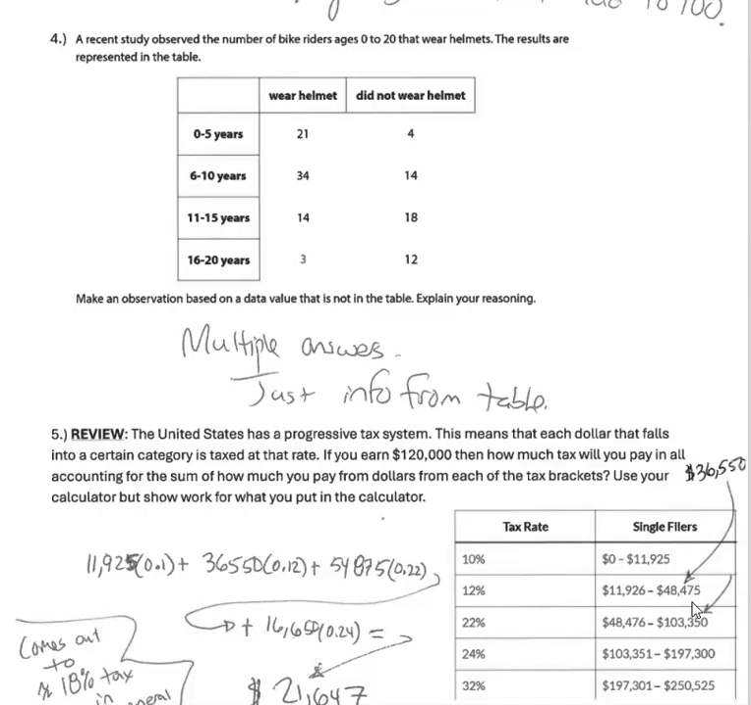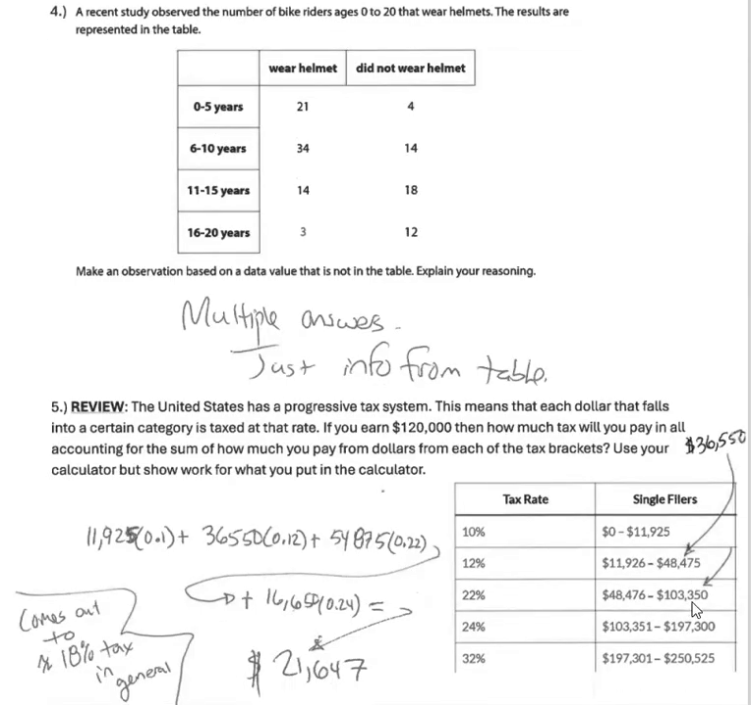Now, this last problem here, which was just a review problem, says the United States has a progressive tax system. This means that each dollar that falls in a certain category is taxed at that rate. If you earn $120,000, how much taxes will you pay, accounting for the sum of how much you pay from dollars from each tax bracket? Use your calculator, but show me what you put in your calculator. Now, a lot of people thought that if you get $120,000, that's in the 24% tax bracket, so you have to take 24% of the 120, but that's not how it works.